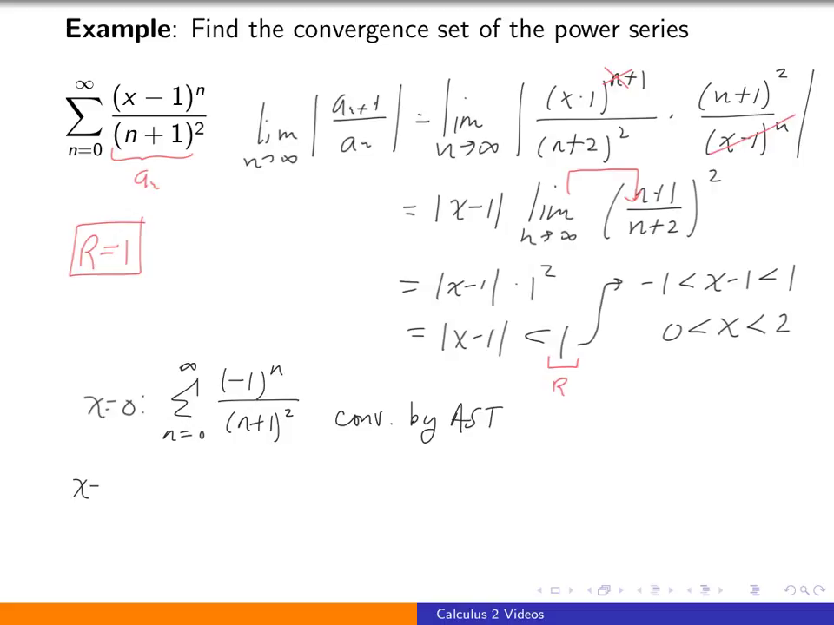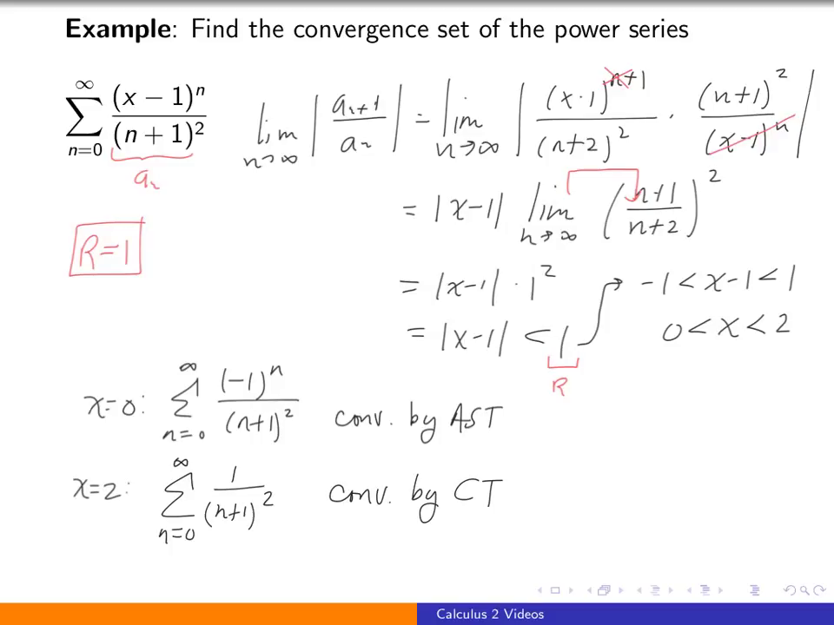The second endpoint, x equals 2. When we go back to our original series and we replace x with 2, 2 minus 1 is 1, 1 to the n is 1. So this would be the sum from n equals 0 to infinity of 1 over (n plus 1) squared. And once again, leaving a few details to you, this will converge by the comparison test.